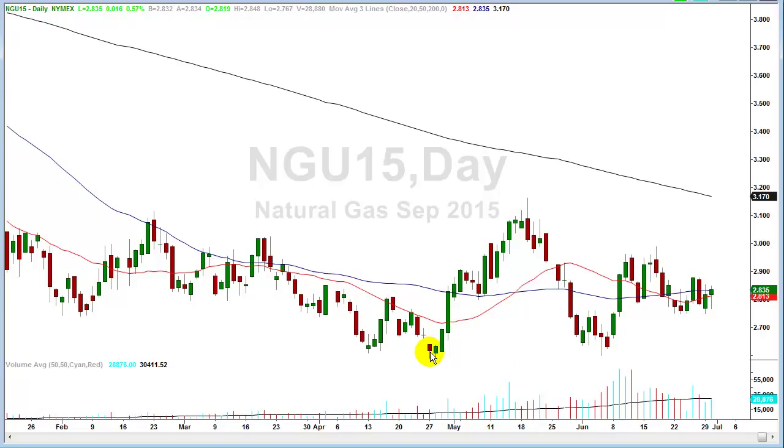ABC patterns, they happen all the time. ABC, or you can go ABC, and C could be sideways. There's so many variations. But what I'm suggesting is that the longer this goes sideways and stays above 2741, then the bias is certainly on the bullish side.